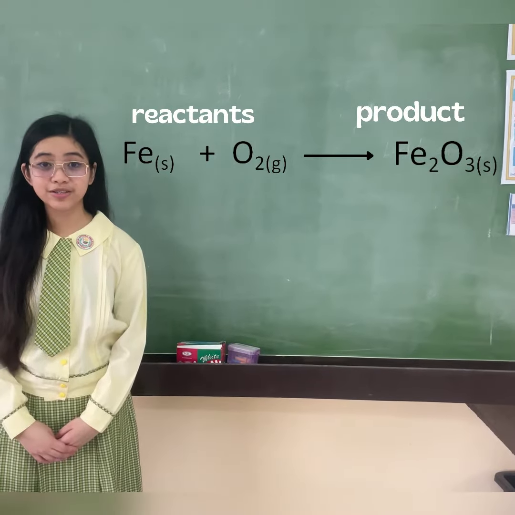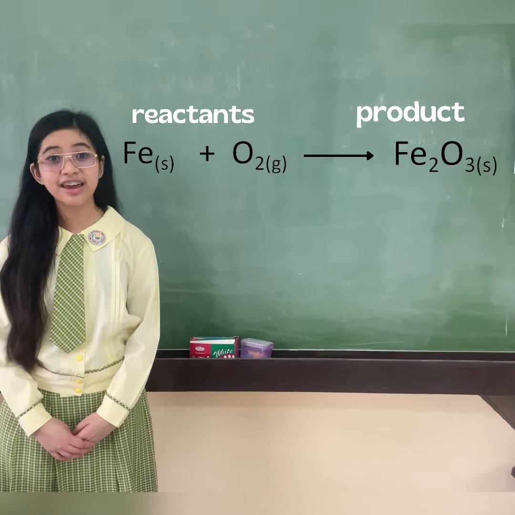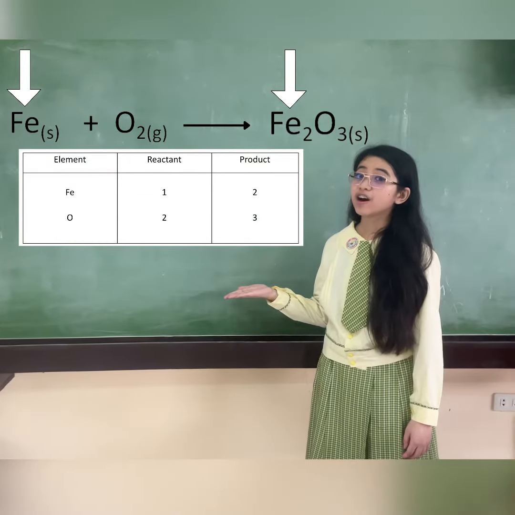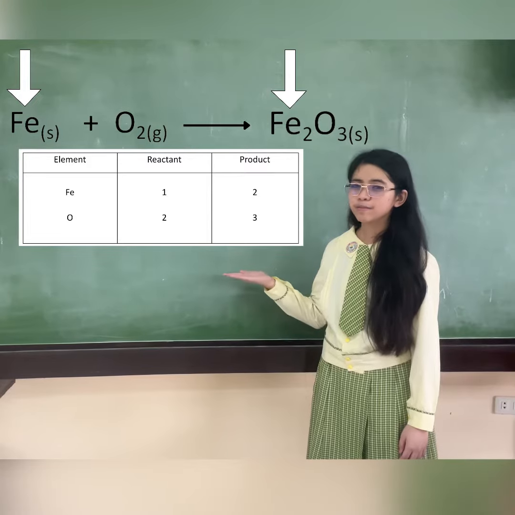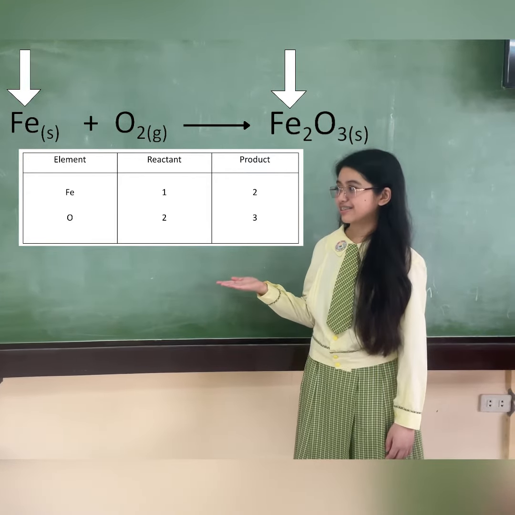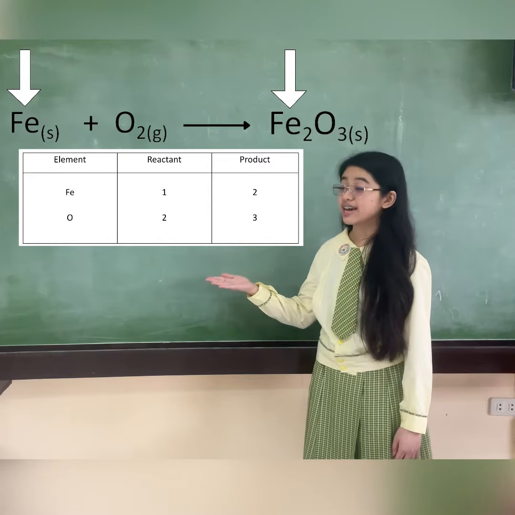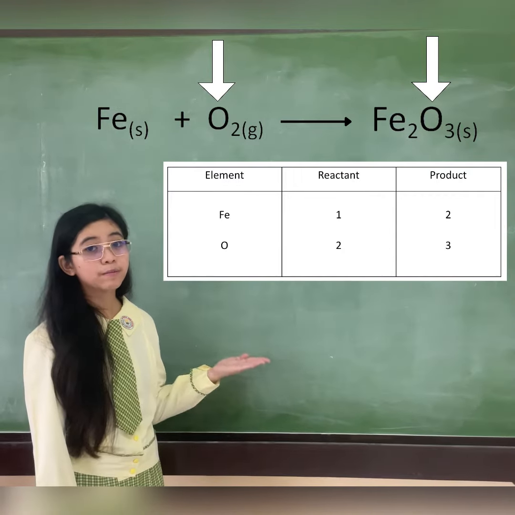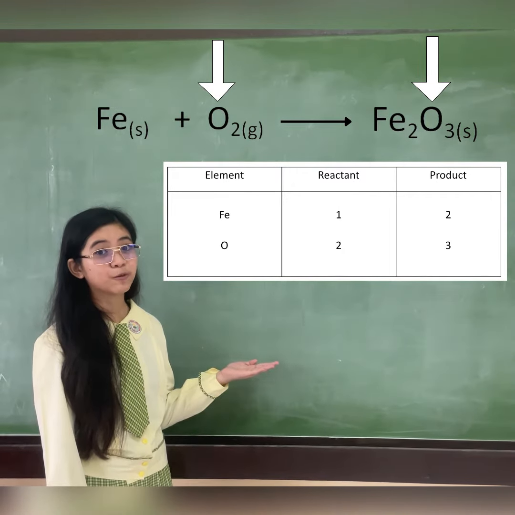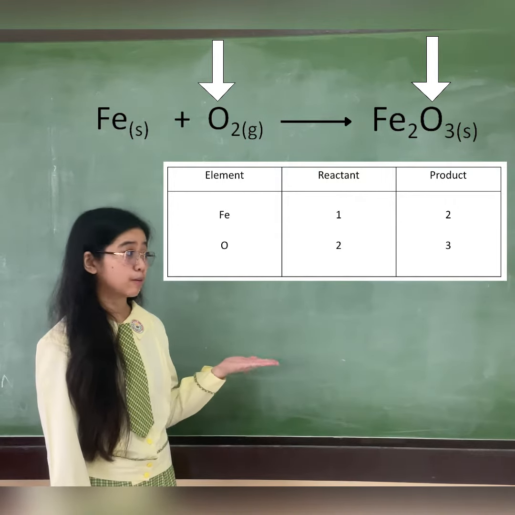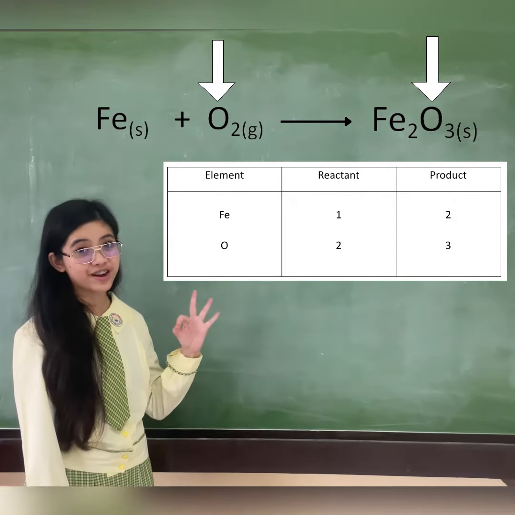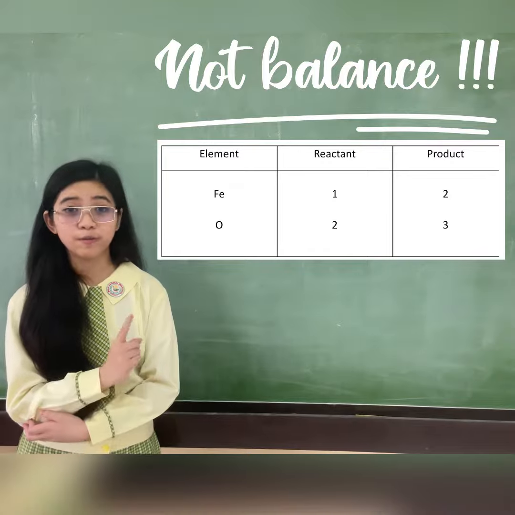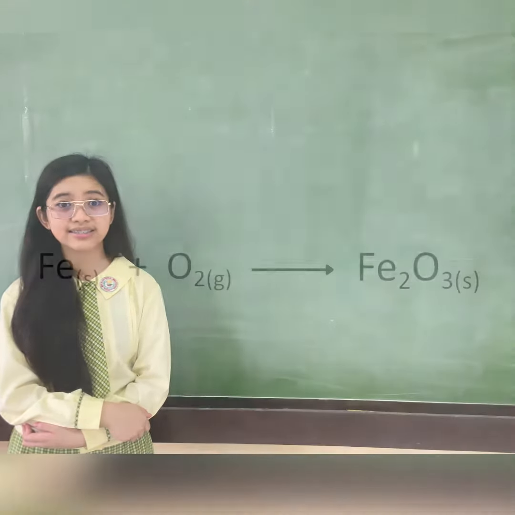Next, count the numbers of atoms of each element on the reactant and the product side. The elements in the reaction are iron and oxygen. The number of atoms for iron in the reactant side is 1, while on the product side, the number of atoms of iron is 2. For oxygen, the number of atoms on the reactant side is equal to 2, while on the product side, the number of atoms of oxygen is equal to 3. Notice that the number of atoms for iron and oxygen on both sides of the equation are not balanced.